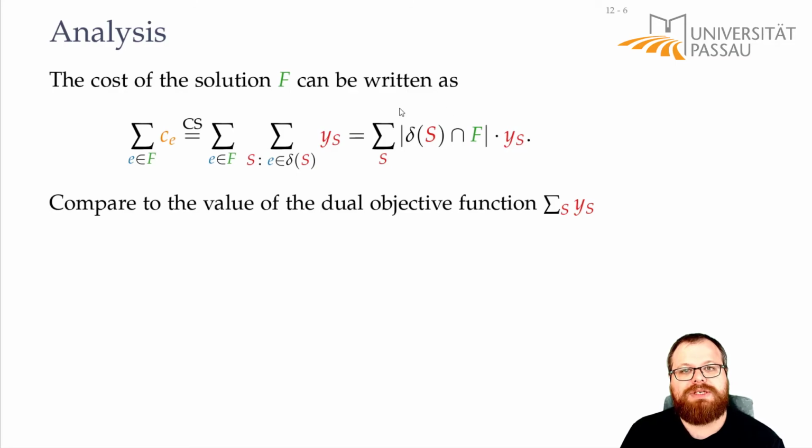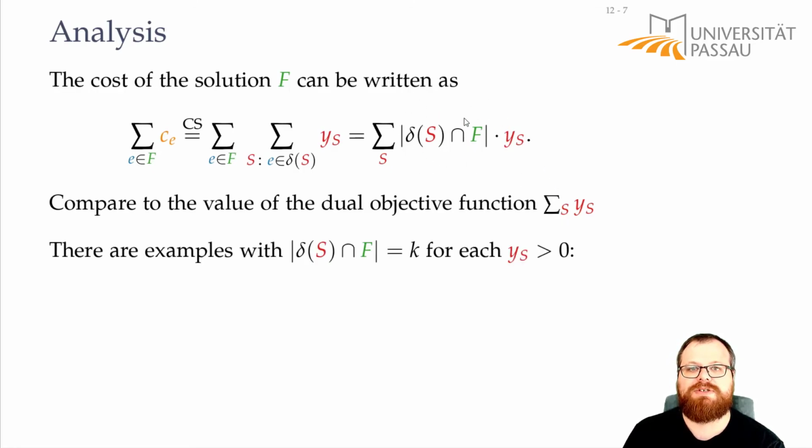So we get some solution that has cost this, and the value of the dual objective function is just the sum over all y_S. So what we get is some primal solution has this value. This is the value of the dual solution, so we know that the optimum is somewhere in between. So our approximation factor is just the ratio between those, so it's exactly this. The problem is that this can be large.